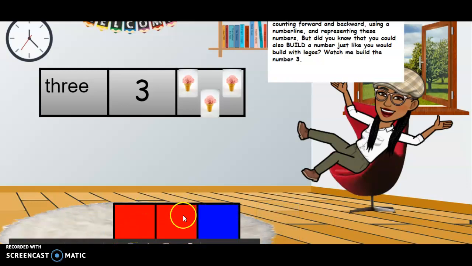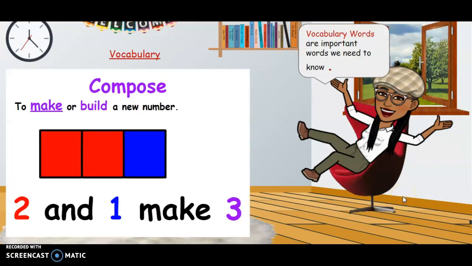Okay, so remember I had 2 red blocks and 1 blue block. And when I count them all together, 1, 2, 3, I made the number 3. I had 2 red blocks and 1 blue block, and I made the number 3. That is called compose. Compose means to build or make a new number.